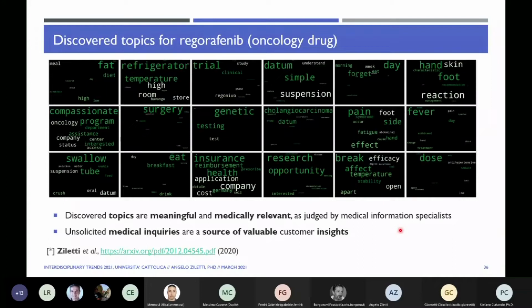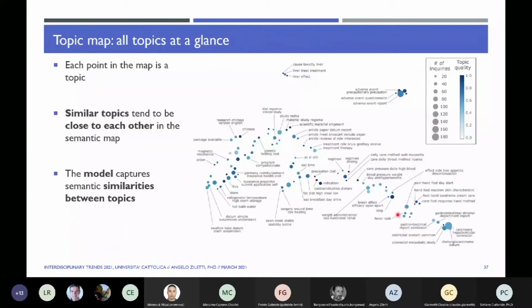And so this is actually live in Bayer since December 2019. And you can also do a bit more. So you have the topics, and now you can even plot them to a map, to put in 2D for people to see. And then you will see that the topics that are similar to each other will be close to each other in the map. So here, for example, you see cause toxicity, liver treatment, liver effect. We generate the title automatically, if you are wondering. So it's really all automatic. They are close to each other. So it's also helpful for people to have a view of the inquiries that we are asked.